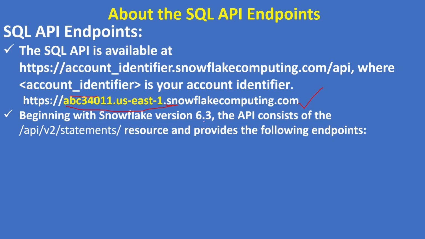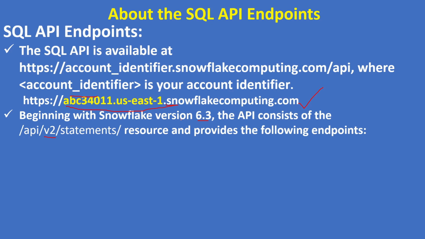Beginning with Snowflake version 6.3, the API consists of the /api/v2/statements resource and provides the following endpoints. From version 6.3 onwards, we have v2. Prior to that, the API v1 version was there. How do we find the version in Snowflake? As we all know, we have different types of editions like standard edition, enterprise edition, business critical and VPS. Similarly, in each edition we have a Snowflake version.